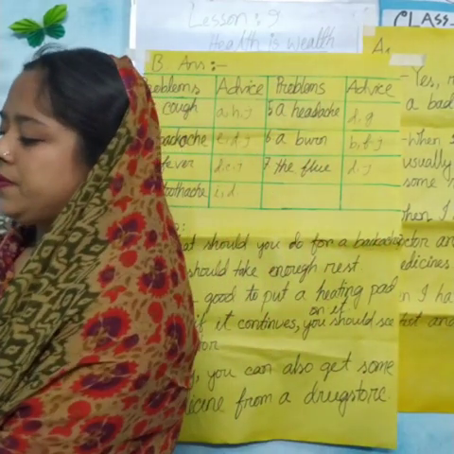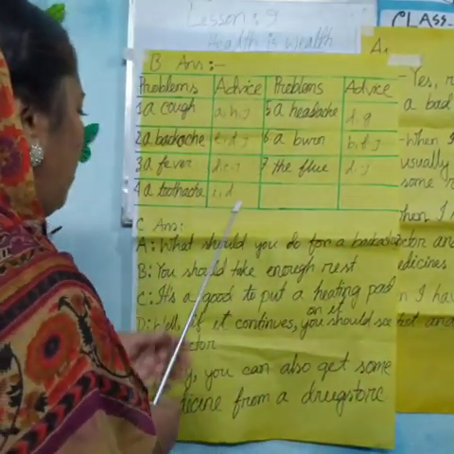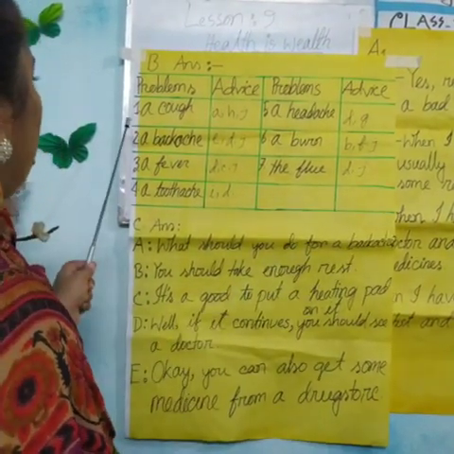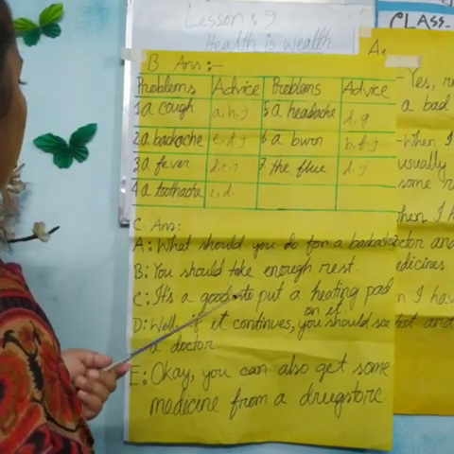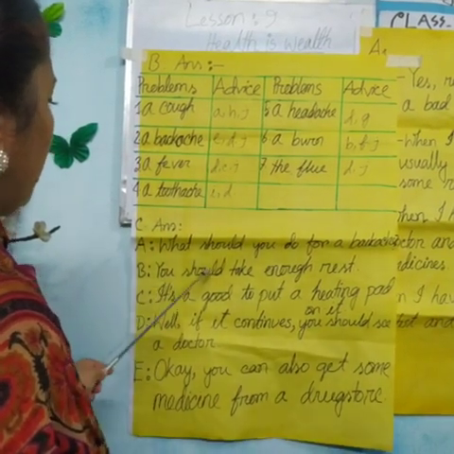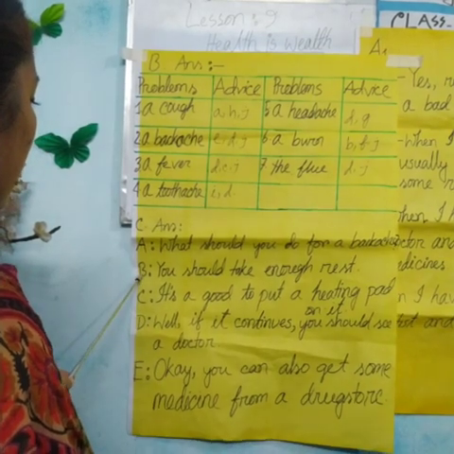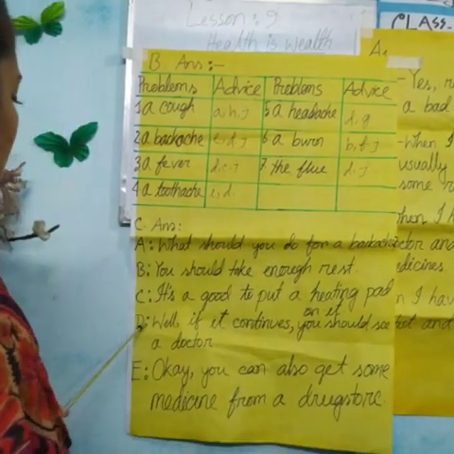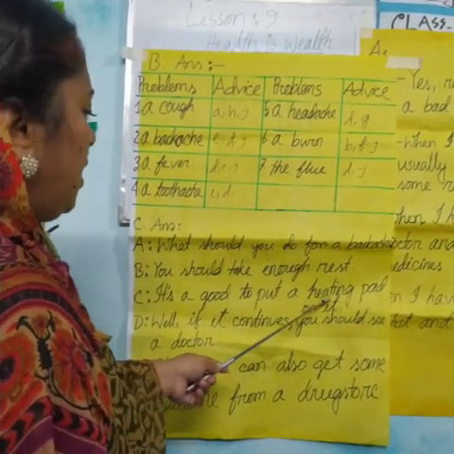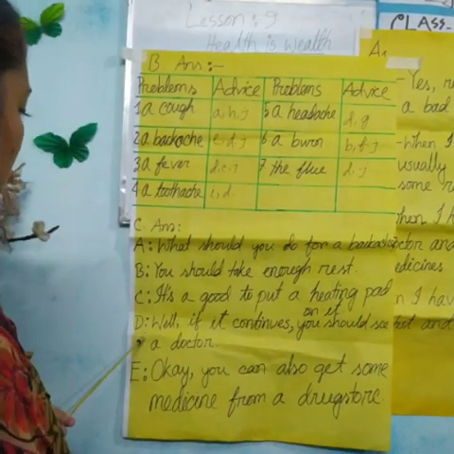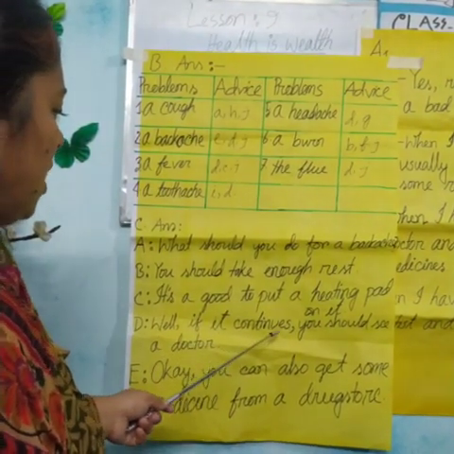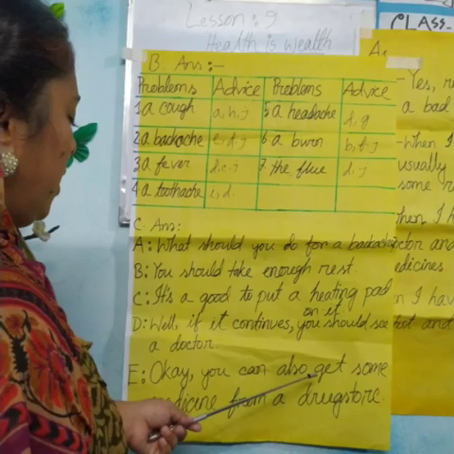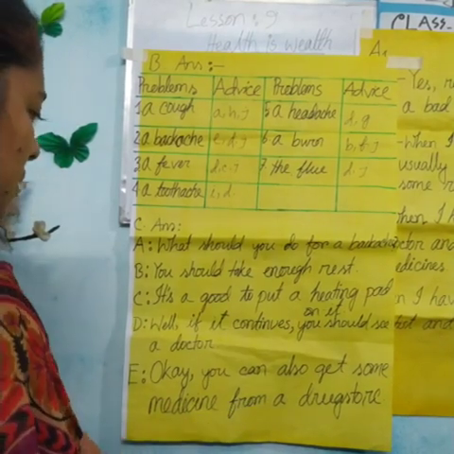I have written a model for you. What should you do for a backache? Imaginary person B: You should take enough rest. C: It's good to put a heating pad on it. D: Well, if it continues, you should see a doctor. E: Okay, you can also get some medicine from a drugstore.